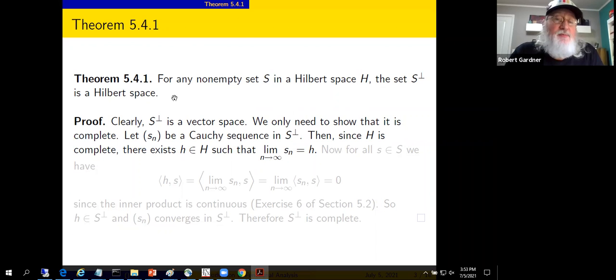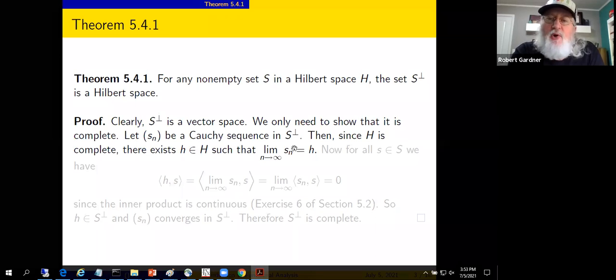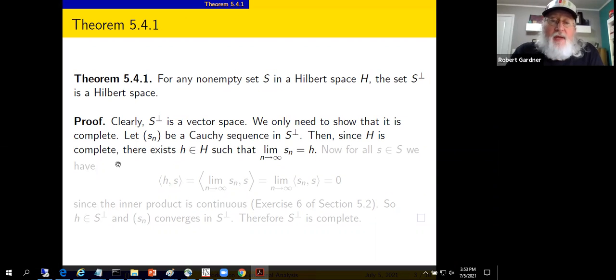So we're claiming that S perp is a Hilbert space. We know it's a linear space. We know it has a norm on it, the same norm as the big space. Completeness is a concern. So let s sub n be a Cauchy sequence in S perp. Then H is complete. So this Cauchy sequence s sub n converges to something in H. Call it lowercase vector h. That is, we'll have the limit as n approaches infinity of s sub n, the terms in that Cauchy sequence, equal to this vector h, based on the completeness of H.